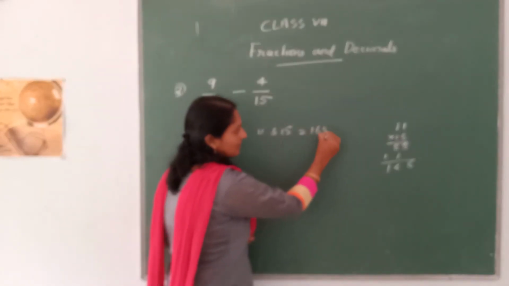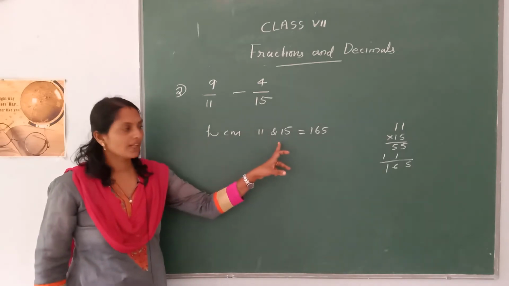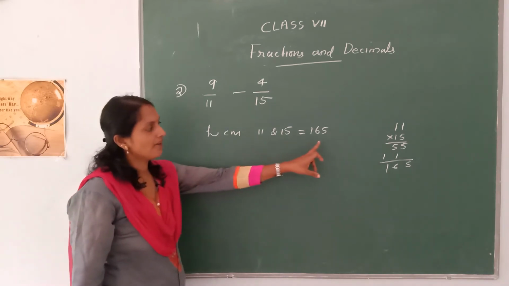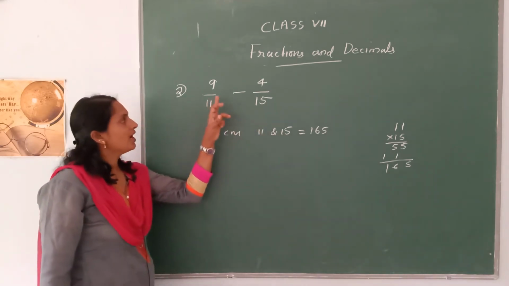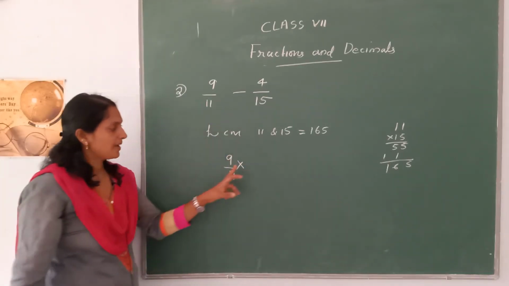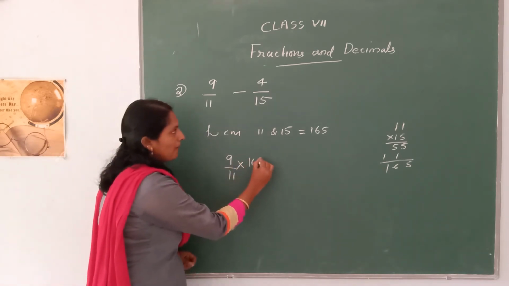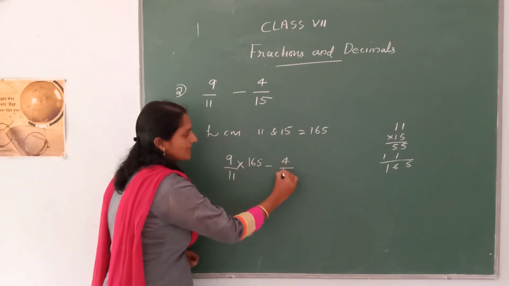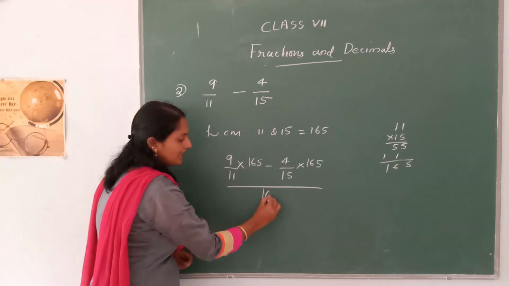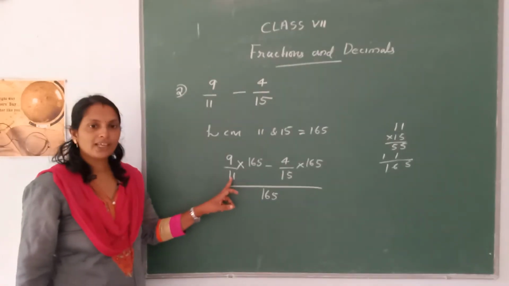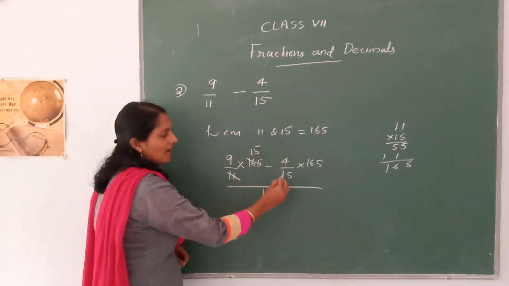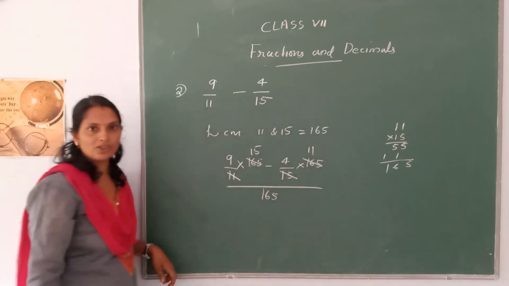165. Is it correct? 11 and 15 have no common factor. Then you multiply 11 and 15, we will get the LCM 165. Then you consider the first fraction 9 by 11, multiply this by that LCM 165, minus, next you consider the next fraction 4 by 15 into 165. Then whole divided by that LCM. Then cancelling 11 and 165, that is 15, and 15 and 165, that is equal to 11.